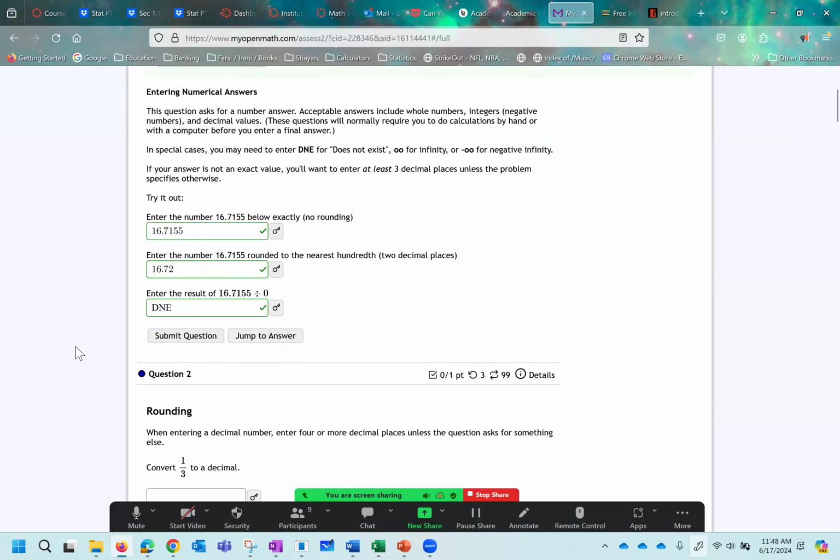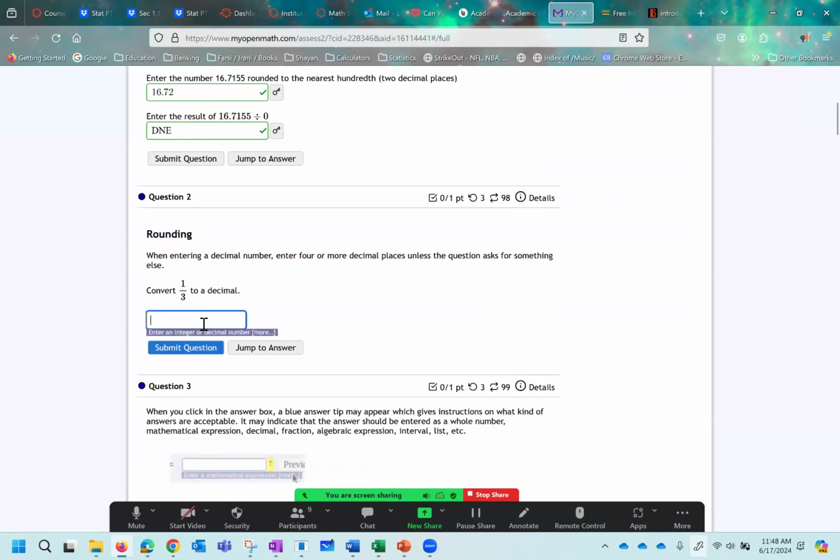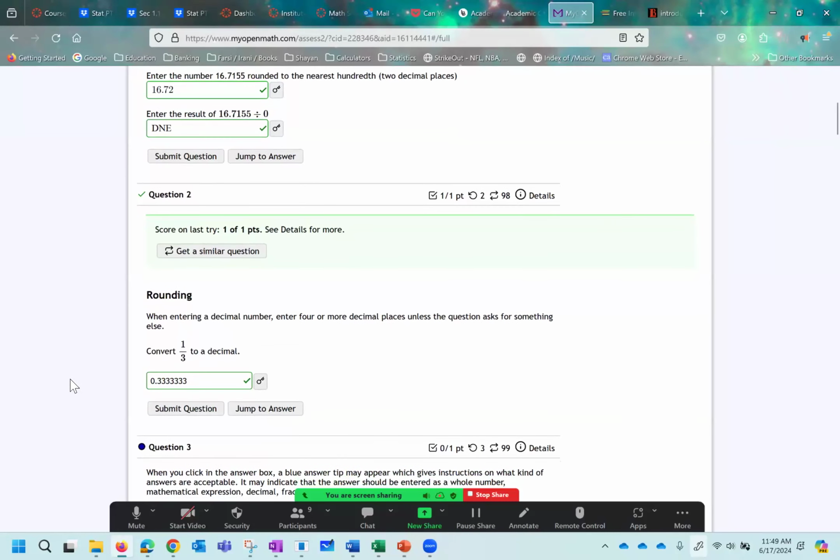Number 2, I want to answer it wrong, 0.7, which is a mistake on purpose. So it says the question is answered wrong. So what do you do? All you have to do, get a similar question and get it right. So it's 0.333333, and you submit the question, and now it gives you the 4 credits. So you didn't lose anything. All you have to do, get a similar question whenever you make a mistake.